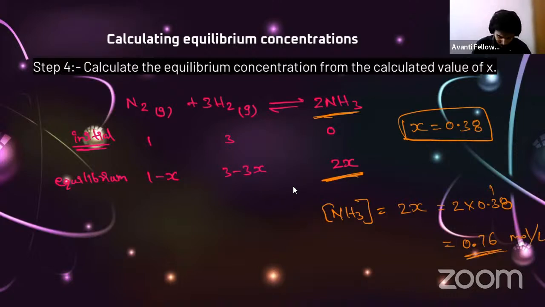If you are asked anything more, you can substitute the x value here and you'll get the concentration of each and everything at equilibrium. Simple. If you are asked for the equilibrium constant also, you can directly substitute all the values, and you'll get the equilibrium constant back again.